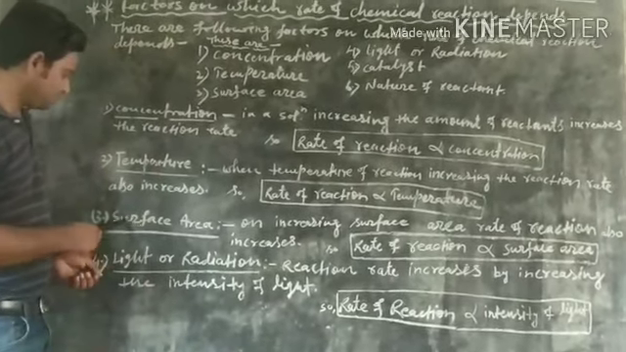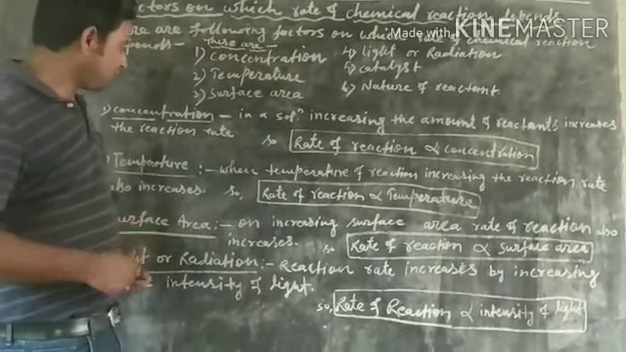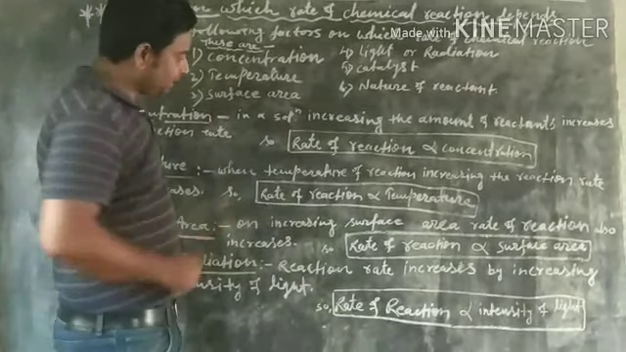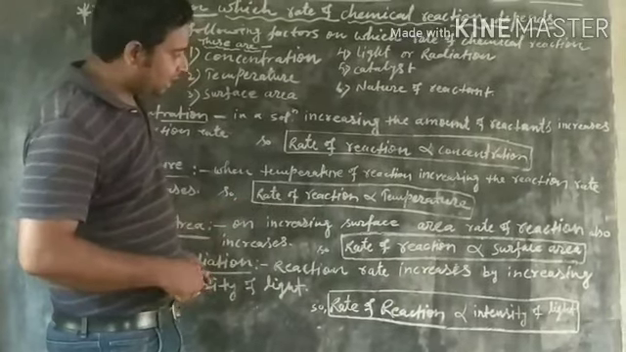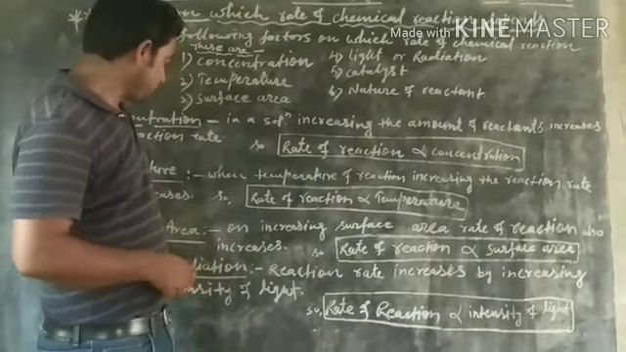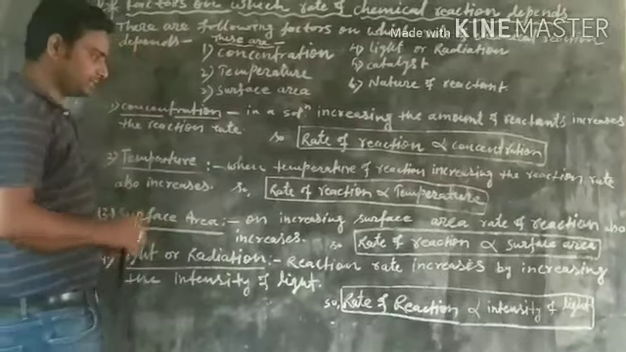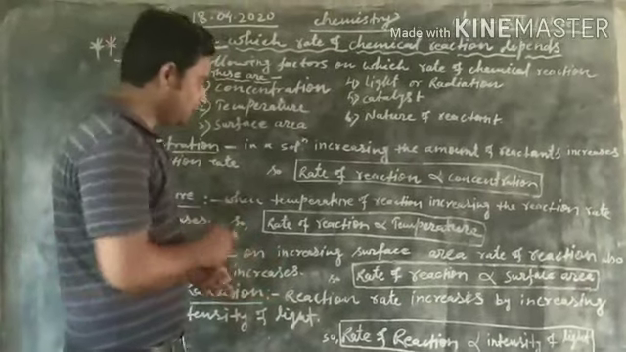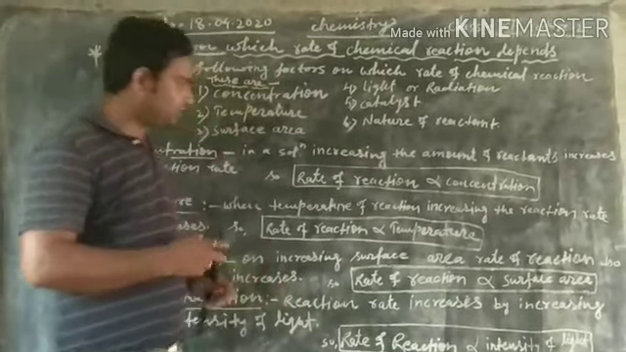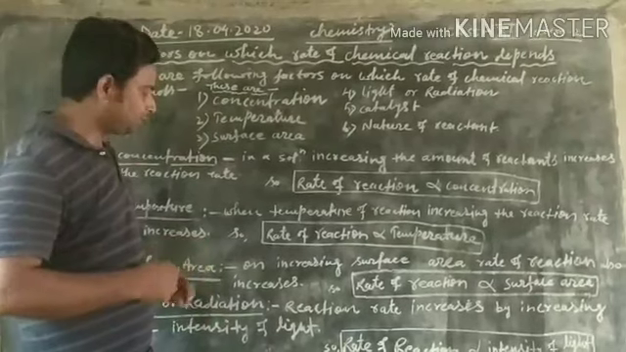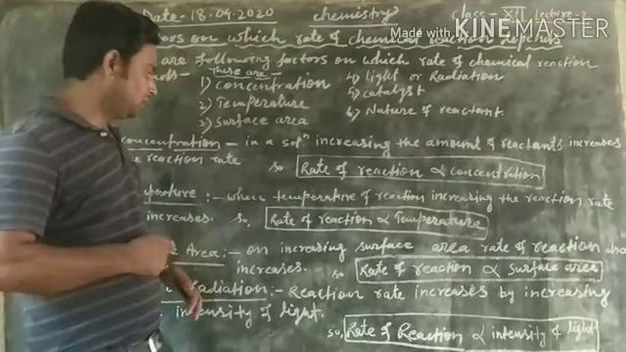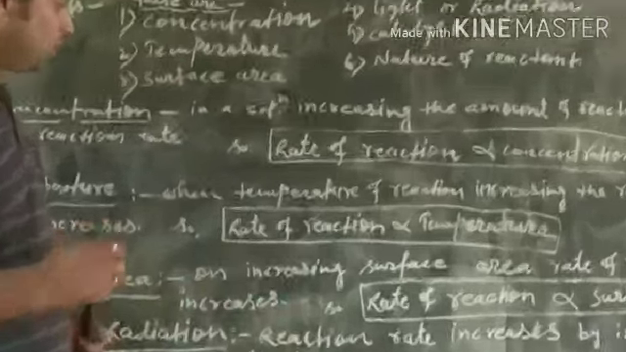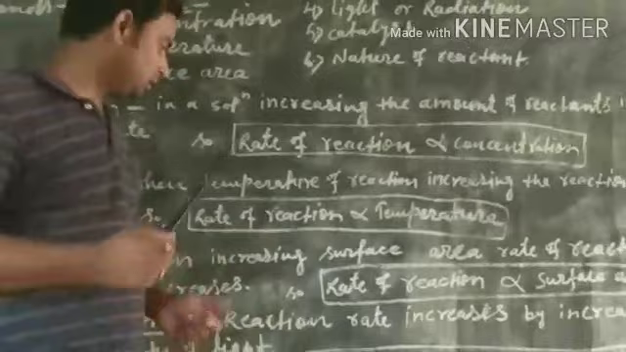Now surface area. How does surface area affect the reaction rate? On increasing surface area, the rate of reaction also increases. So we can say the rate of reaction is directly proportional to surface area. If we increase the surface area of a reactant, then the rate of reaction also increases. So the rate of reaction is directly proportional to surface area.